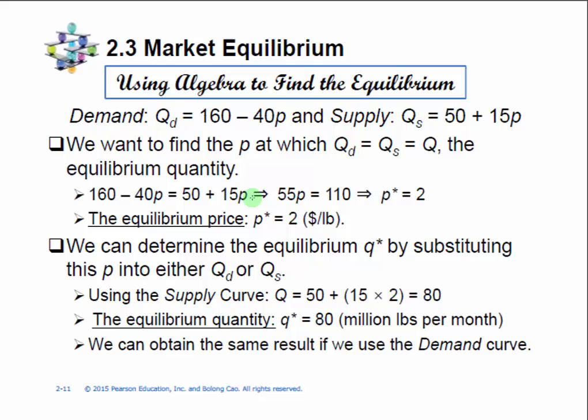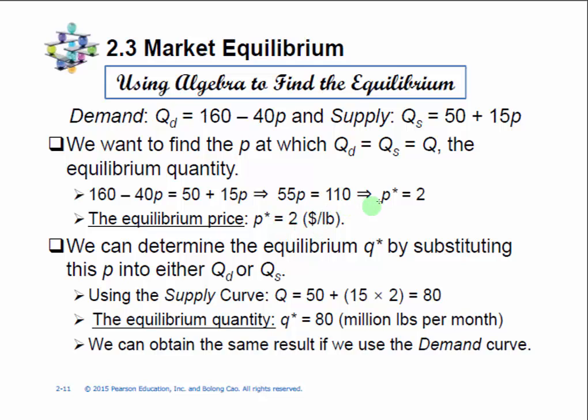And what we are doing here is we move this 40p to the right side of this equation. It becomes 40 plus 15 is 55p equal to what? We will move this 50 onto the left-hand side of this equation. Basically, you can imagine we deduct 50 from both sides. So 50 is gone here, and deduct 50 from 160, you get 110. And then we get a price equal to 2. So that will be our equilibrium price.